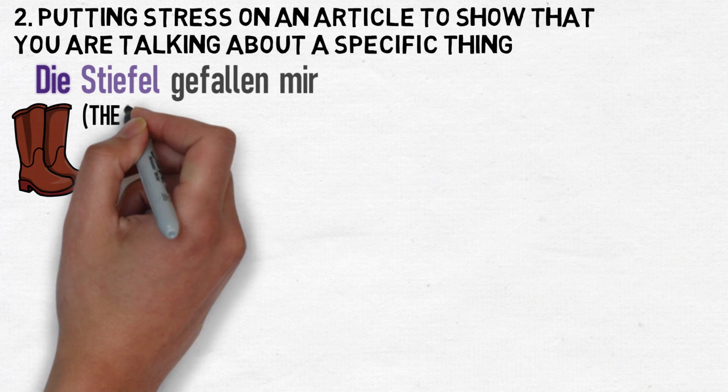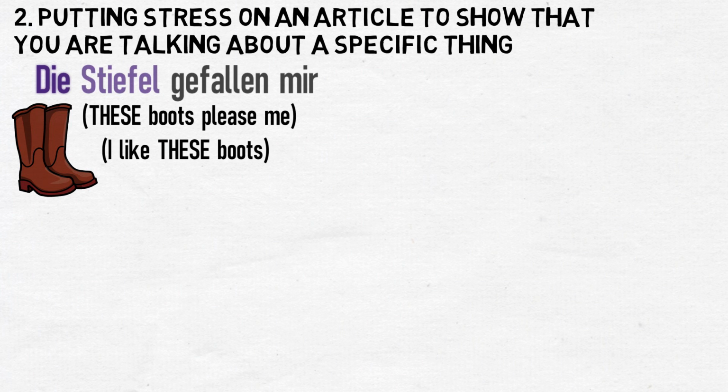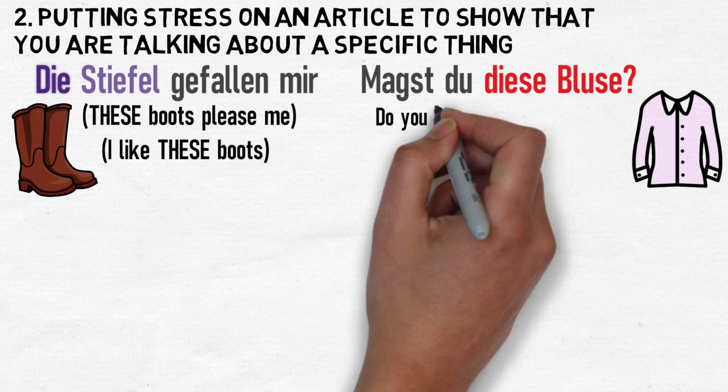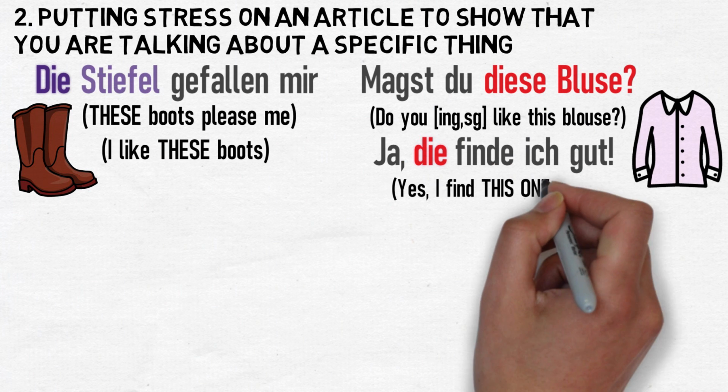Before we move on to other words used as demonstrative pronouns, it's worth pointing out that you can simply emphasize an article to convey the meaning of this, these, or that. If we take the previous example of boot shopping, and you spot a pair of boots that you particularly like, you can say, Die Stiefel gefallen mir. These boots please me, or I like these boots. Another example might be, Magst du diese Bluse? Do you like this blouse? Ja, die finde ich gut. Yes, I find this one good.